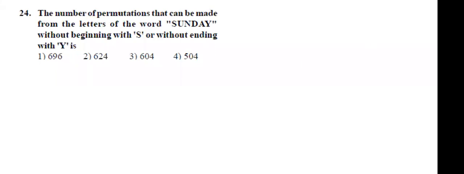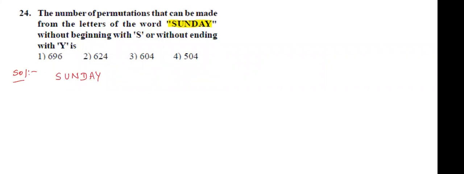Question 24. What is given? The number of permutations that can be made from the letters of the word Sunday. So the given word is Sunday. In that word, how many letters are there? Identify. There are 6 letters. 6 letters occupy the 6 places.